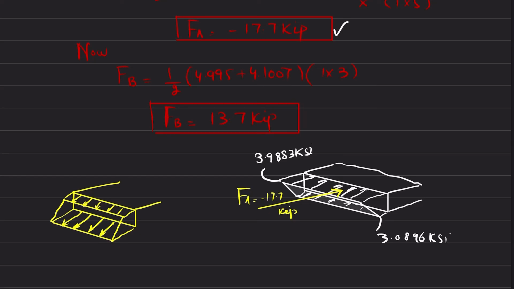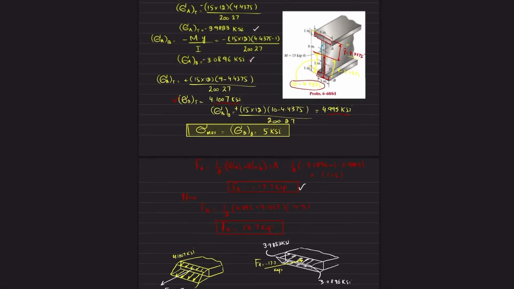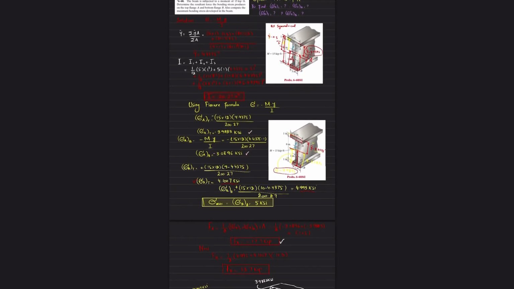This is the remaining plate which we have cut, and the value of the upper one is 4.1007 ksi, while this one will have 4.995 ksi, and this force will be FB, and this FB will be like this one. This will be FB, and FB is 13.7 kip. So this was all about this problem 6.60.